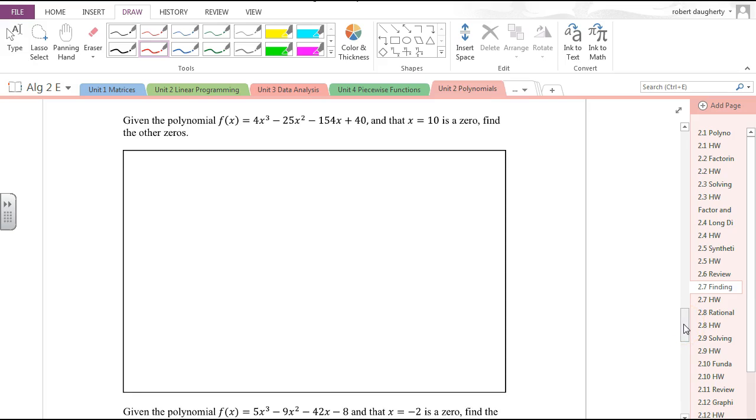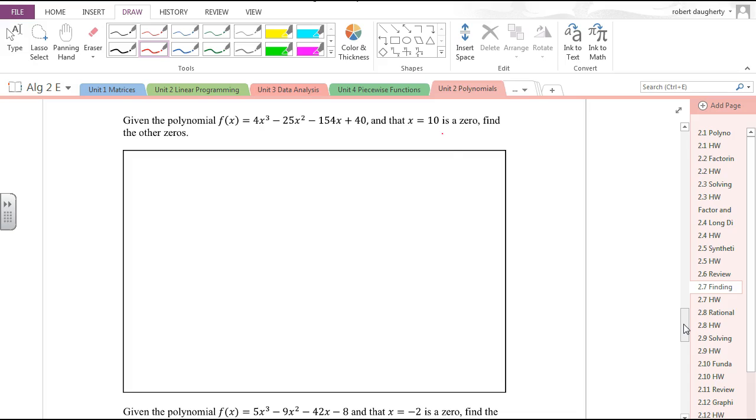So again, these start to have a rhythm and a pattern to them. I'm starting out with a cubic. When I divide it by x minus 10, I'll end up with a what? What will I end up with after one synthetic division? The cubic becomes a what? Quadratic, okay, which I factor.